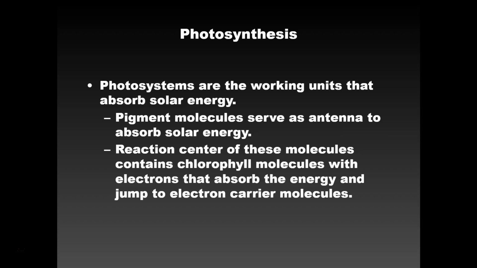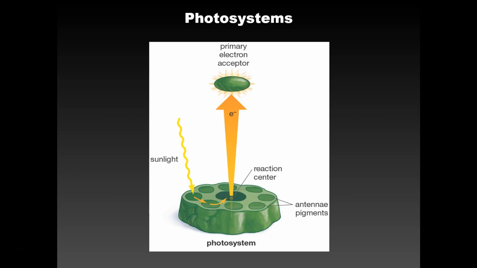So kind of going further into this, you have these photosystems. These photosystems are these working units that help you to absorb solar energy. So pigment molecules kind of serve as antenna by which the plant can actually absorb this solar energy. And at the center of a photosystem, you have reaction centers, which contain chlorophyll molecules. And those chlorophyll molecules have electrons that are absorbing the energy from the sun. Those electrons are getting excited, and then they're ultimately going to be transferred to electron carrier molecules.